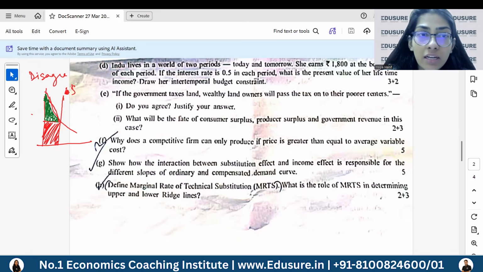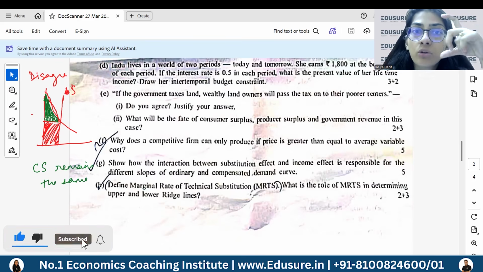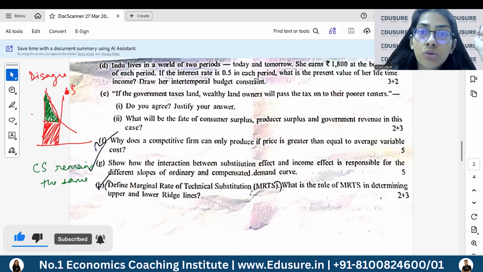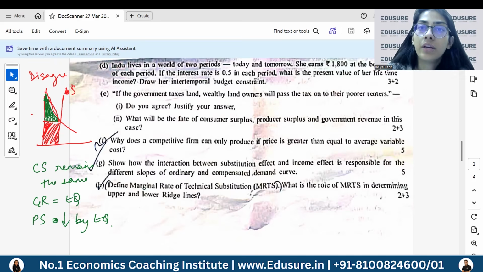After the tax on land, तब क्या होगा कि since the entire tax is being borne by the producers, the consumer surplus will remain unchanged. It remains the same. Producer surplus will go down by the amount of tax that has been paid, right? So government revenue will go up by TQ. Okay, and producer surplus will go down by PQ. Okay, so consumer surplus में कोई भी फर्क नहीं आएगा.